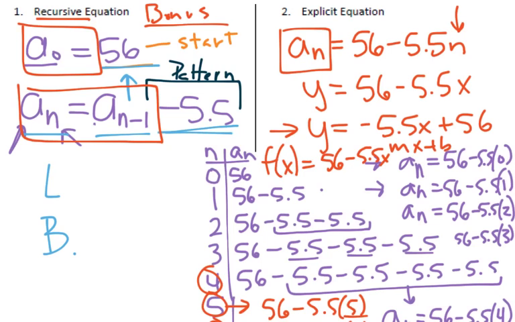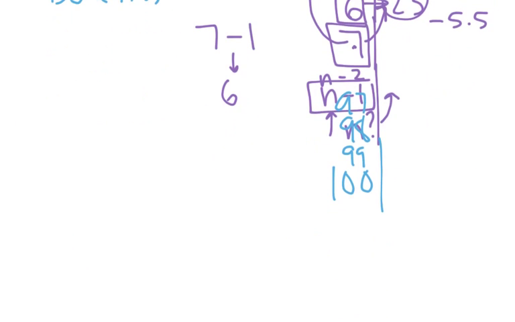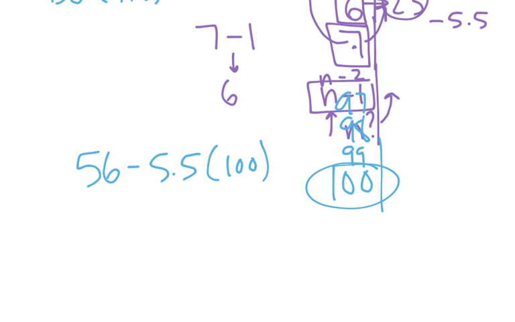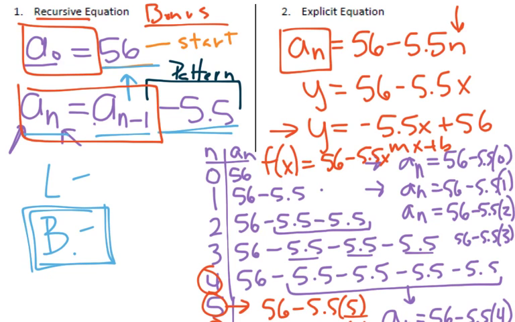Okay, now what are our limitations and benefits? Well, hopefully you can see the benefit. That limitation of recursive in a table where we couldn't figure out the hundredth, now we can. 56 minus 5.5 times 100. Okay, do I need the 99th? No. That is a big benefit to this, is that we can see that easily.